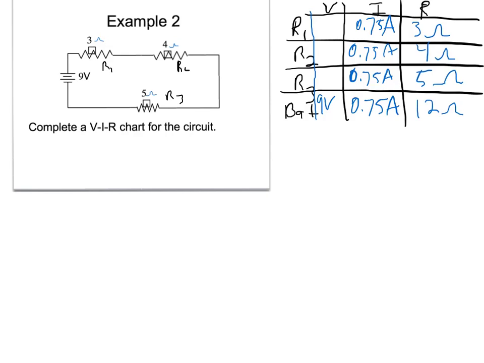0.75 amps. And to get voltage, then, I just multiply, because V equals IR. 3 times 0.75, and I get 2.25 volts. 4 times 0.75, and I get 3 volts. 5 times 0.75, and I get 3.75 volts. And if you add all this together, you get 9 volts, because the total voltage has to add up to whatever total voltage is on the battery in a series circuit. If you're confused there, flip back to your notes from yesterday and read the rules again about parallel and series circuits, because that's what I just used to figure that out.